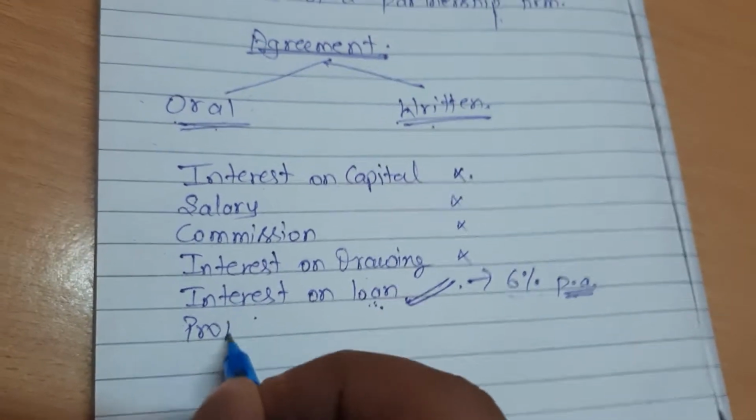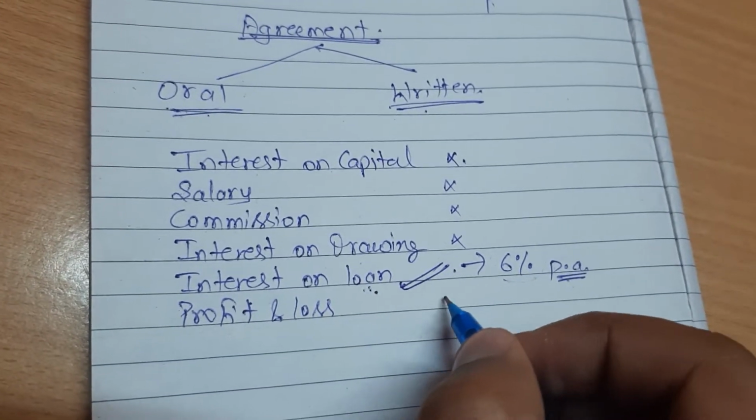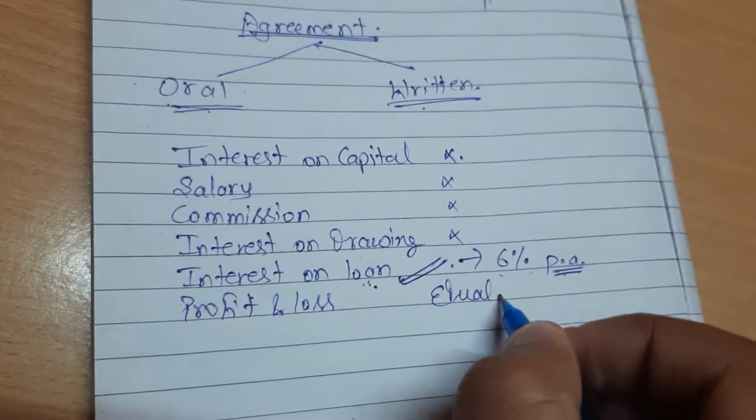And rest profit, so profit and loss will be shared between the partners into equal proportion.